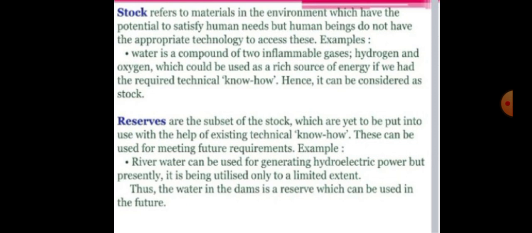Once again, a repetition. We can have a look at stock, which means materials in the environment which have the potential to satisfy human needs, but human beings do not have the appropriate exact technology to access these or reach these. Reserves are a subset of the stock. So under the stock we have the reserves, we have the technology, but right now we are not using it, we are storing it for the future.